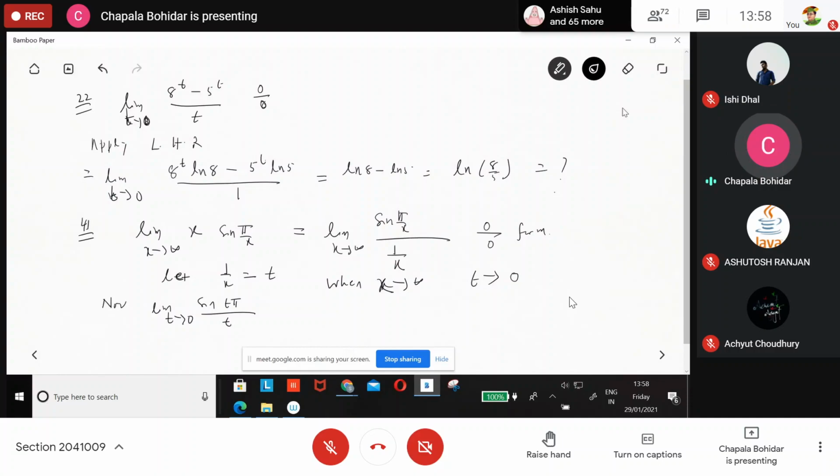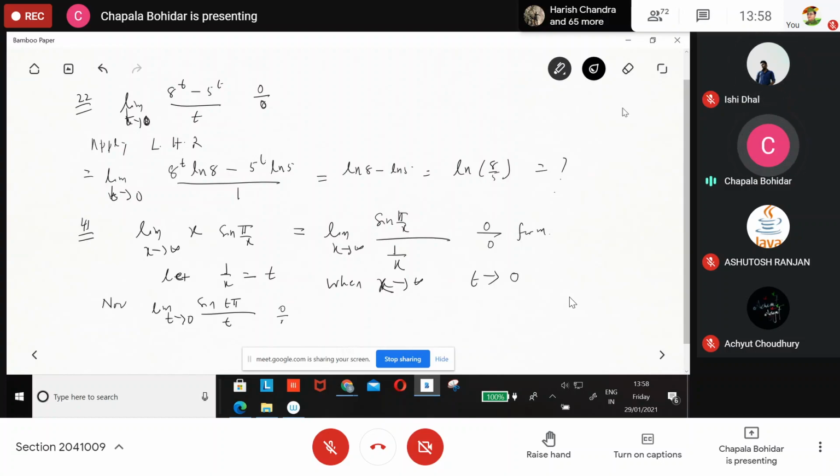Here, though the question says to use L'Hospital rule, you have to follow that. Otherwise, you can multiply by pi in the numerator and denominator, and as t tends to 0, you can write your answer as pi. But since it is given, you have to use your L'Hospital rule. It is in which form? 0 by 0 form.